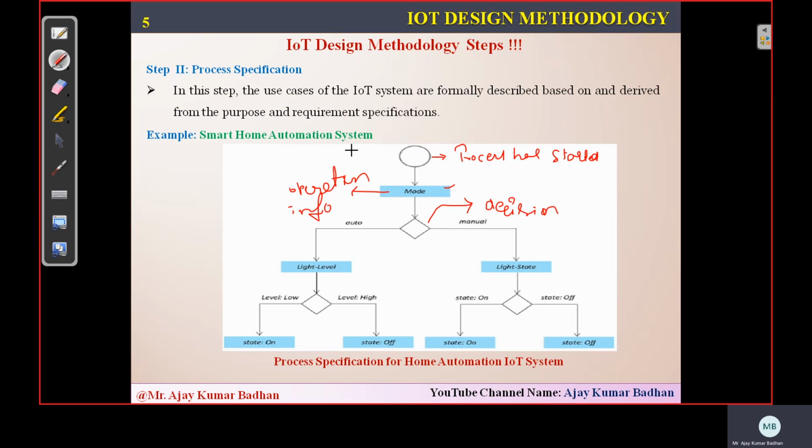You can see here in the home automation system, as I told you, there are two different modes: automatic or manual. If you talk about automated mode, its function is to detect the light levels. Based upon the light levels within the room, it will take a decision. If the intensity of the light within the room is low, it will automatically turn the light on. If the intensity is very high, like during the morning time, then it will automatically turn the light off. So this is done automatically.